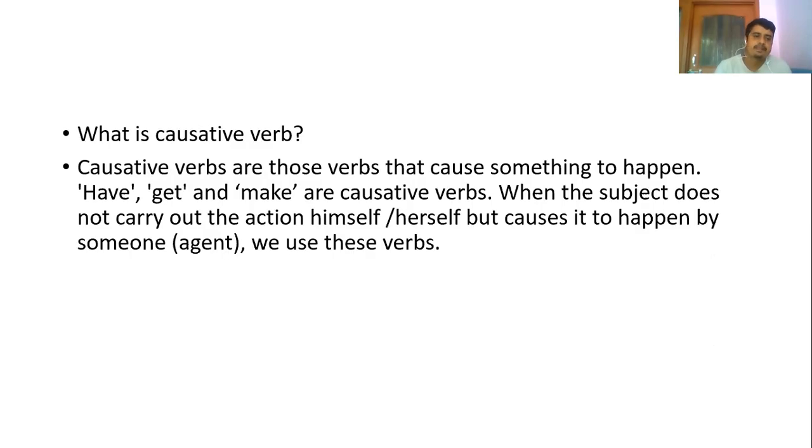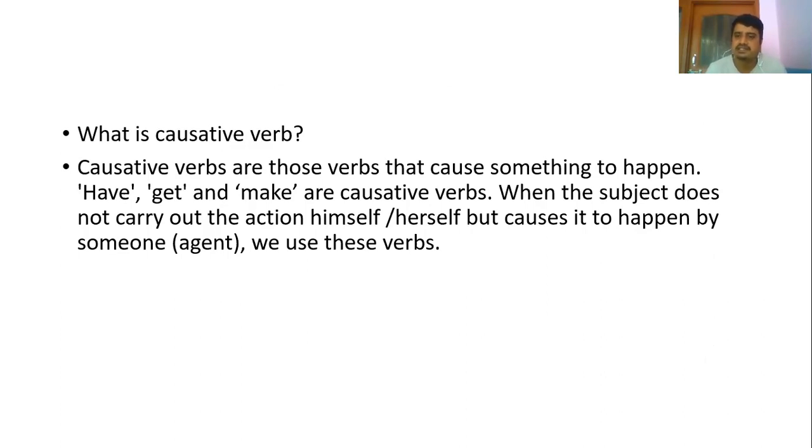Okay, these points are about the theoretical aspect or basic understanding of causative verbs. According to the previous discussion, I'd like to ask you one question. What is a causative verb? I hope you will get the answer. Causative verbs are those verbs that cause something to happen. Have, get, and make are causative verbs.